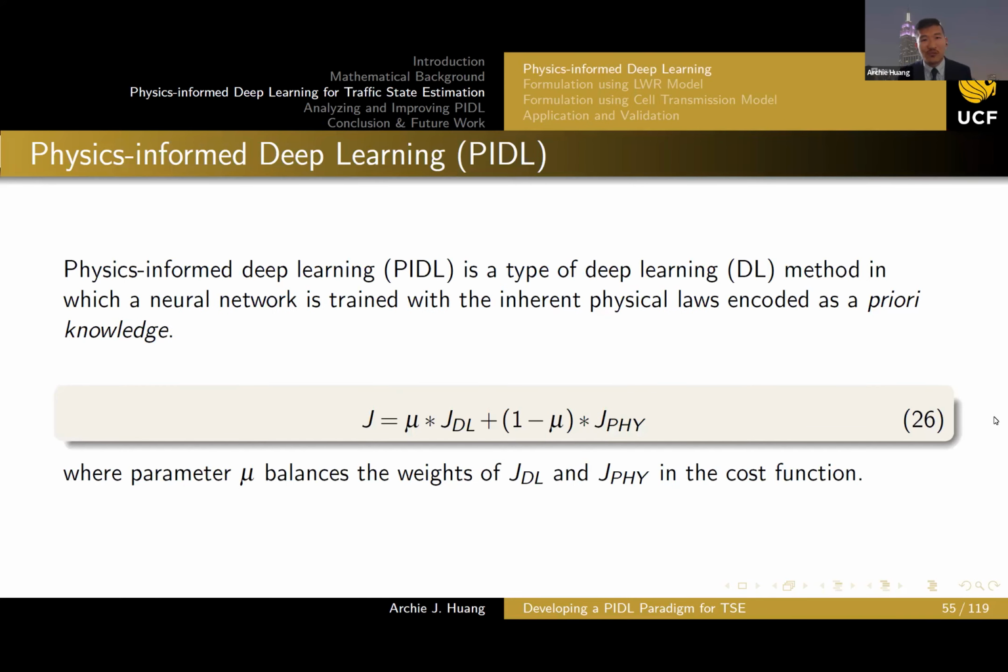So what is physics-informed deep learning? It is a type of deep learning that encodes the inherent physical laws as a priori knowledge. In equation 26, we see the cost function of PIDL consists of 2 cost terms. The first one is JDL, which is the estimation cost, and that computes the accuracy of my final state estimation. The second cost term is JPHY, which is the physics cost, and that measures the compliance with the physical law or governing physical equations here.